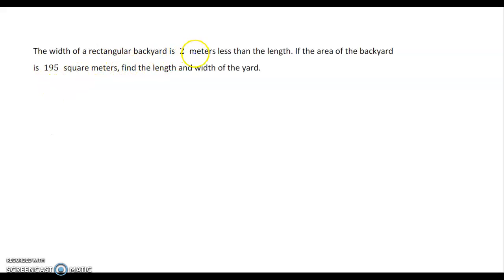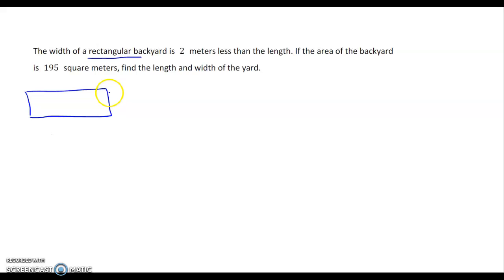The width of a rectangular backyard is 2 meters less than the length. If the area of the backyard is 195 square meters, find the length and width of the yard. Okay, so I see rectangular. You know what I'm doing. I'm definitely drawing myself a rectangle.